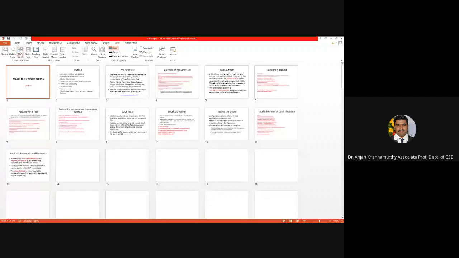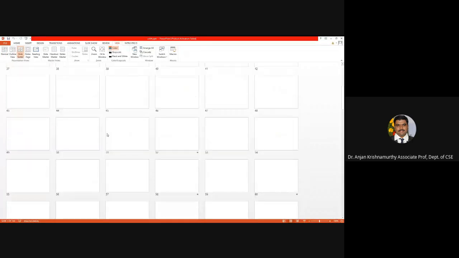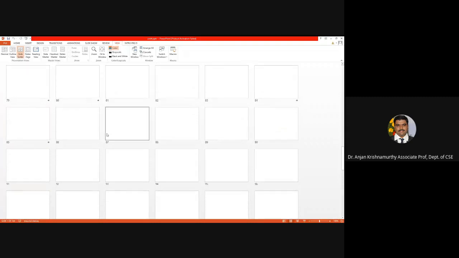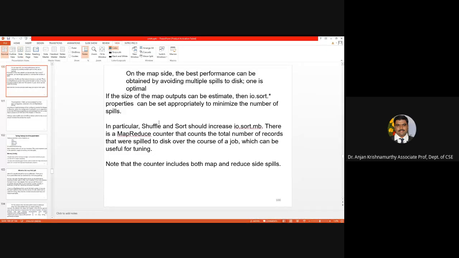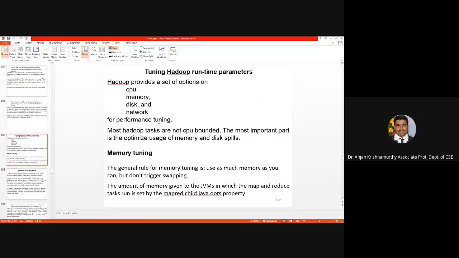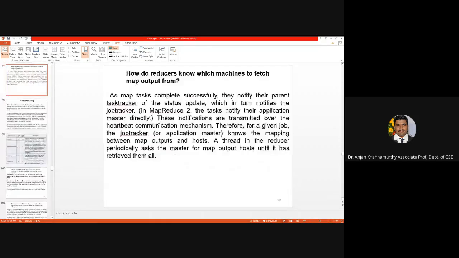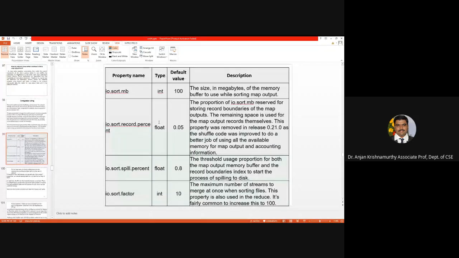Okay, we were doing unit 4, MapReduce applications. We were doing the properties, in fact. These were the properties that we had stopped with in the last class, if you remember.